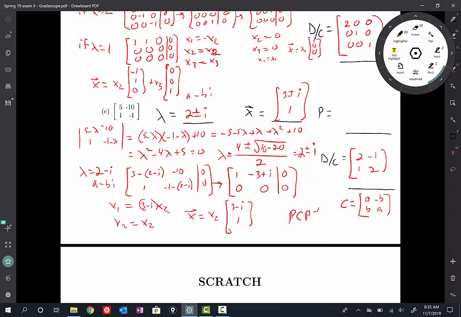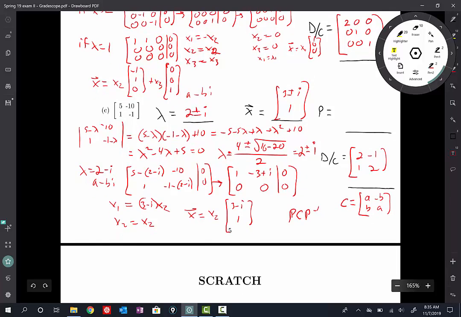The matrix P comes from the real and imaginary parts of the eigenvector. So here is the eigenvector associated with the eigenvalue that I chose. I chose lambda equals 2 minus i. I have to use the vector associated with that. That's 3 minus i over 1. And the first column of P is the real parts. That is 3 and 1. And the second column of P is the imaginary parts. In this case, that would be negative 1 and 0. So now I have formed the matrix P, and I have formed the matrix C, such that A is equal to P times C times P inverse.